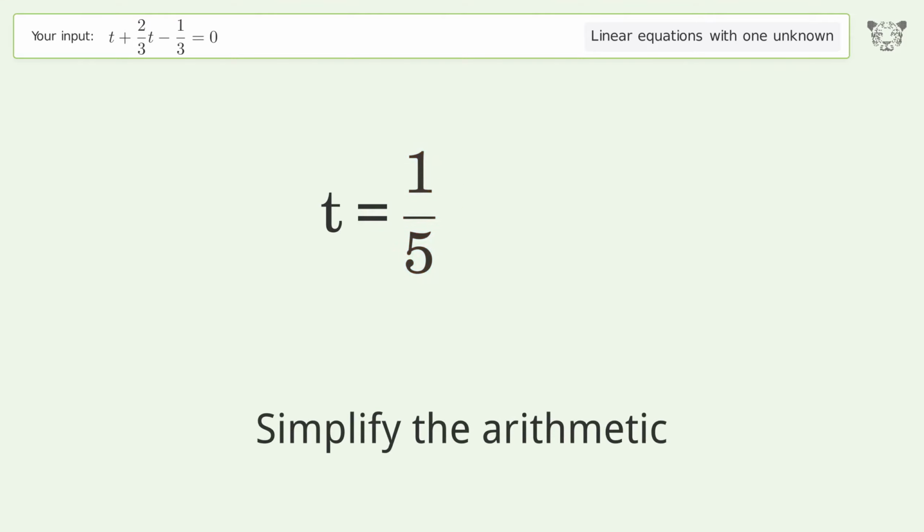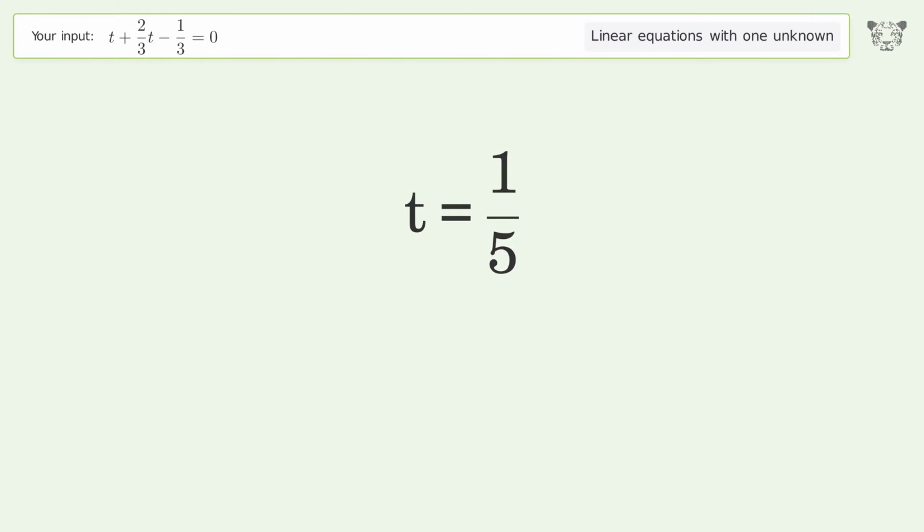And so the final result is t equals 1 over 5.